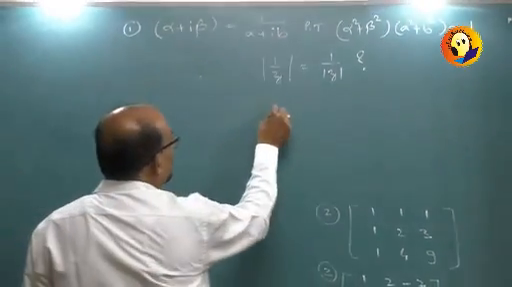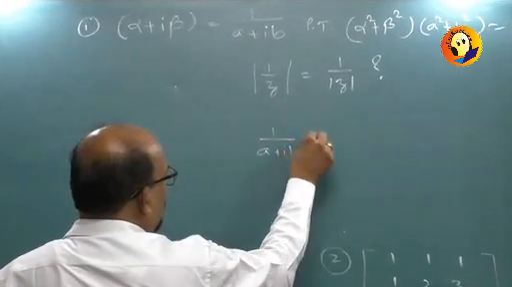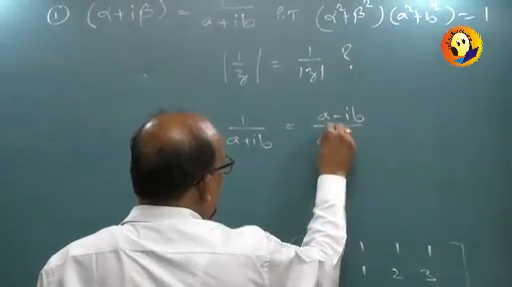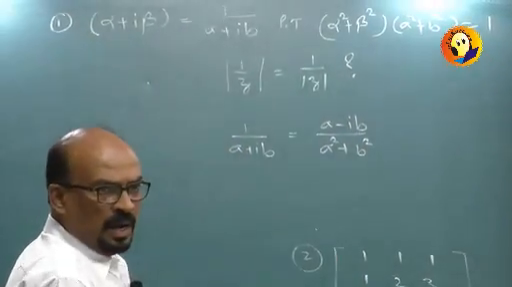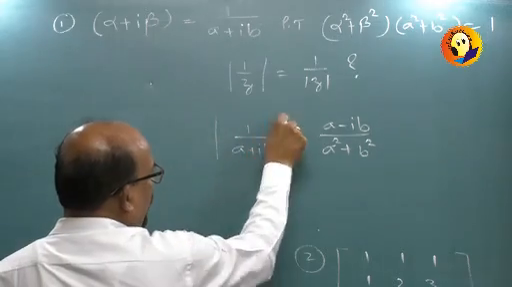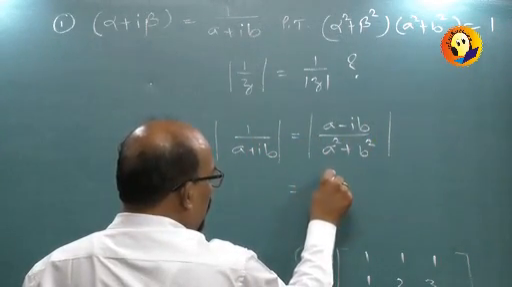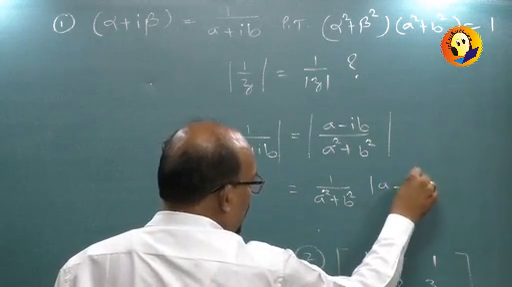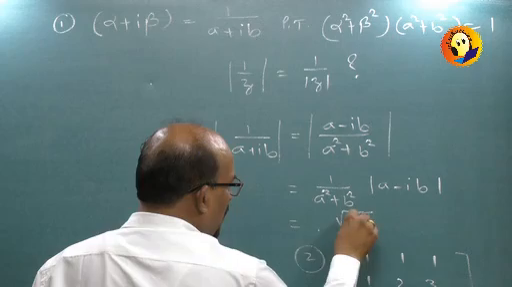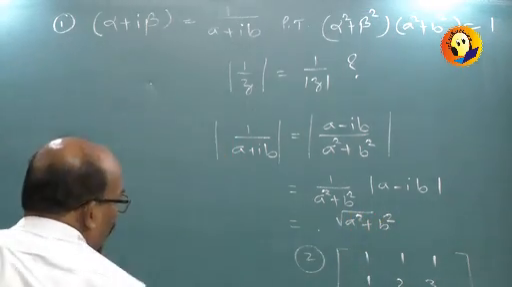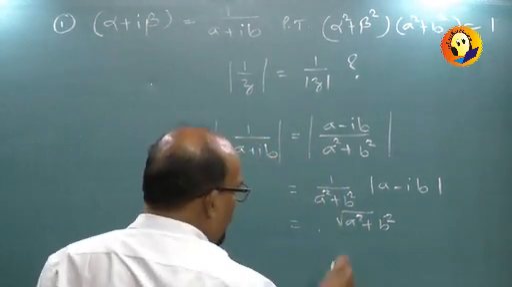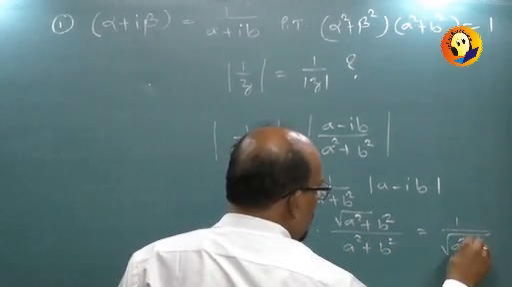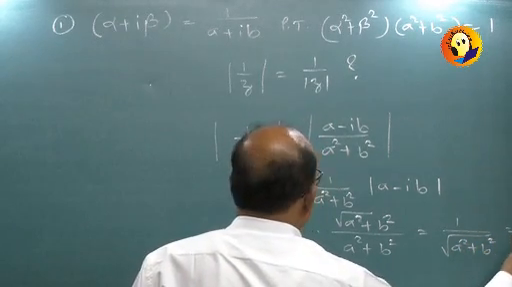A reason is obvious. See, 1 upon a plus ib can be written as a minus ib upon a square plus b square. And now if we take the mod, 1 upon a square plus b square is just a real number, and mod of a minus ib will be root of a square plus b square, upon a square plus b square, and so it is 1 upon root of a square plus b square, which is nothing but 1 upon mod z.